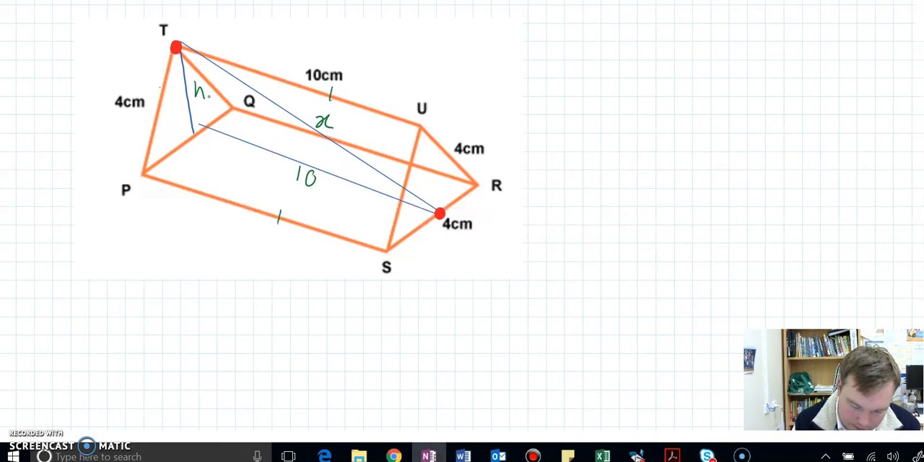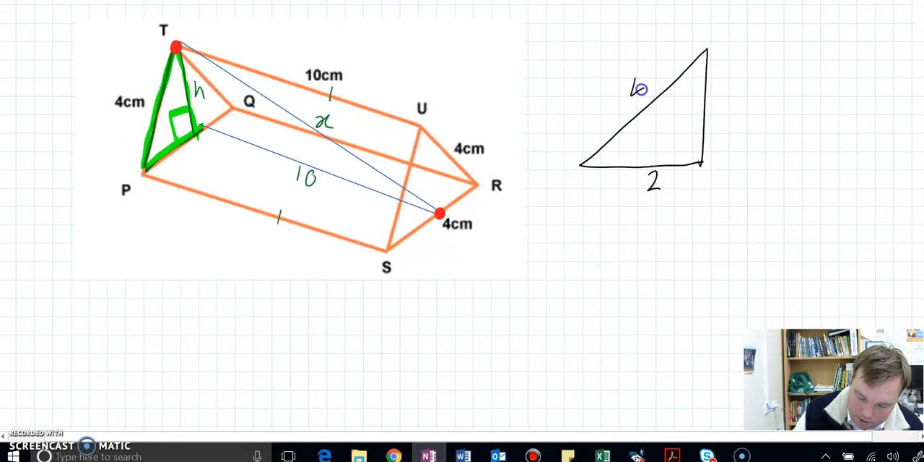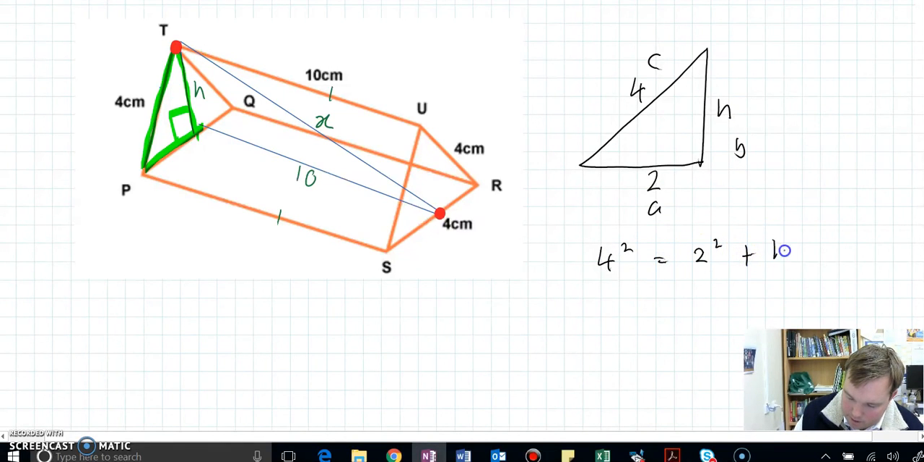When you've got a triangle, take it out. Work it off to one side. We know that this is 2 because it's half the base. Hypotenuse is 4. This is the height. And C squared is equal to A squared plus B squared. 16 take 4 is equal to H squared. H is equal to root 12.